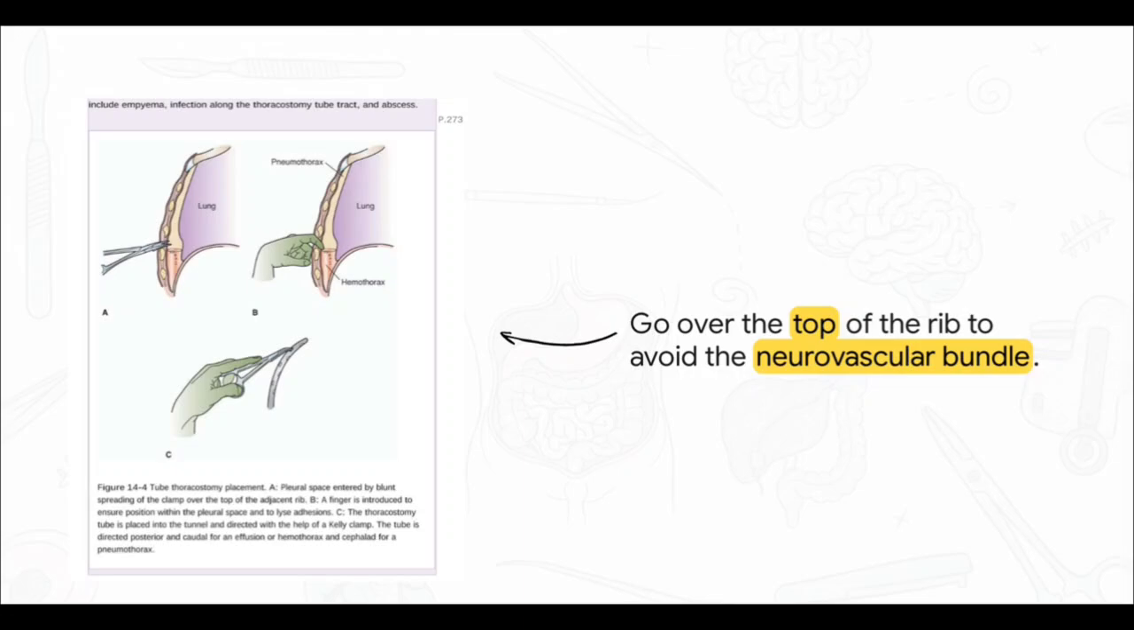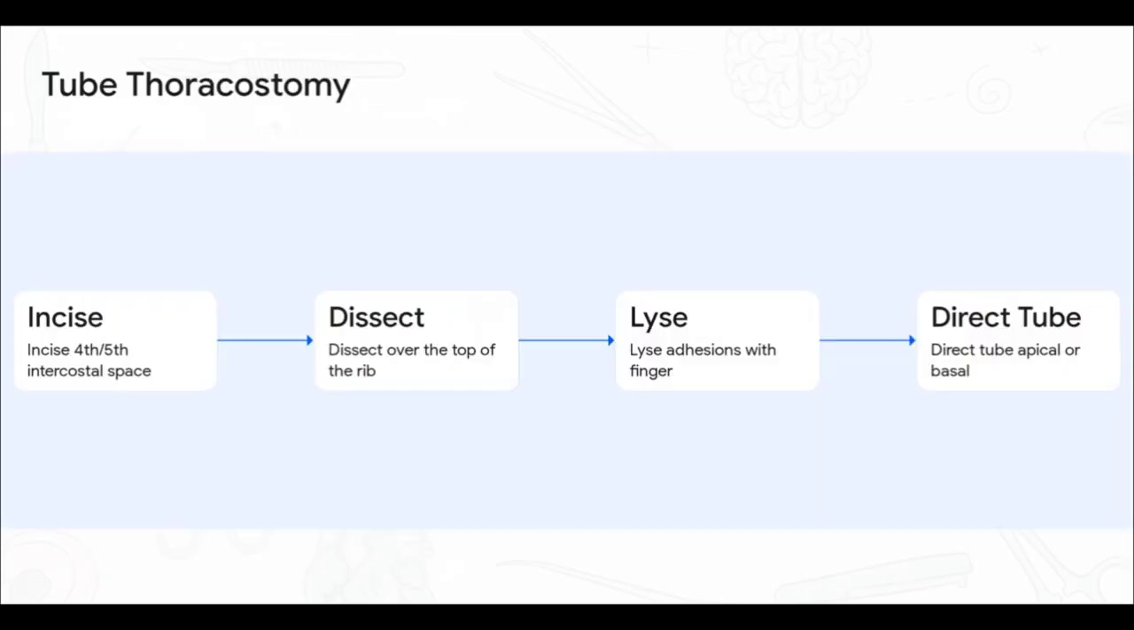Why? Because the neurovascular bundle hides right under the inferior margin of the rib. Going over the top is literally how you avoid causing a massive iatrogenic bleed. The sequence for a chest tube is super structured. Find the safe triangle and go in at the 4th or 5th intercostal space, right at the anterior axillary line.